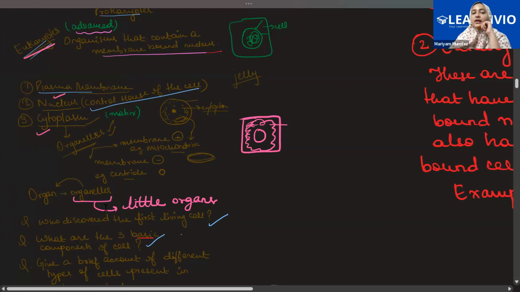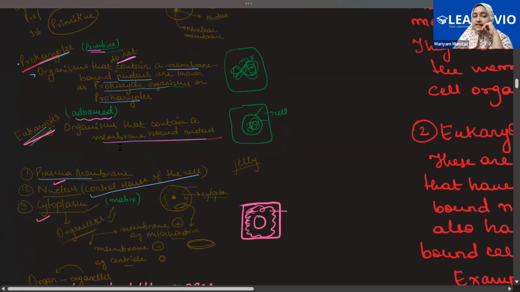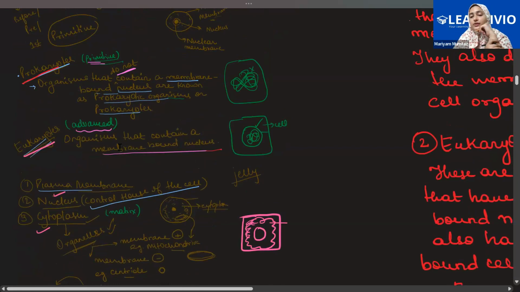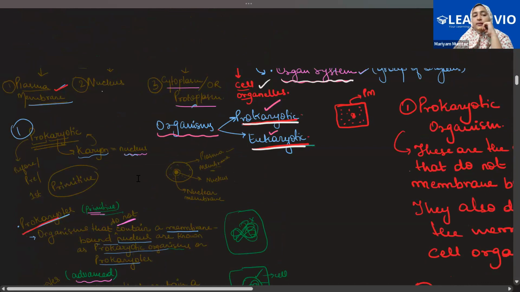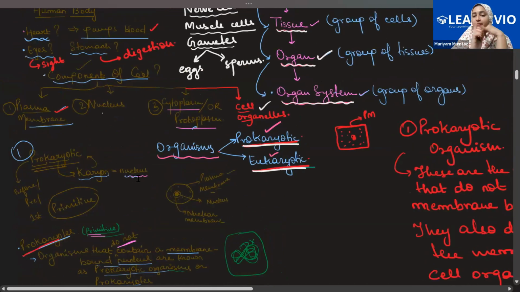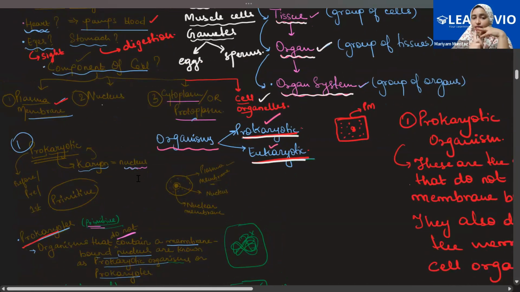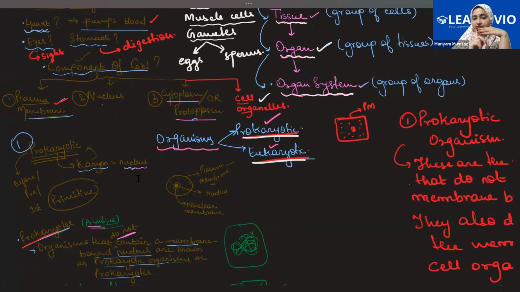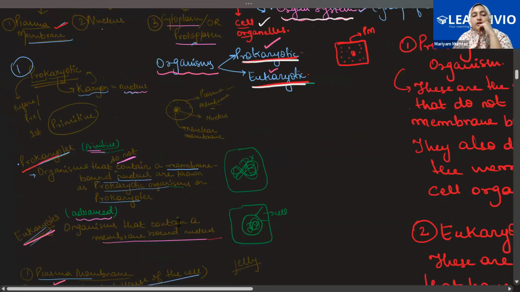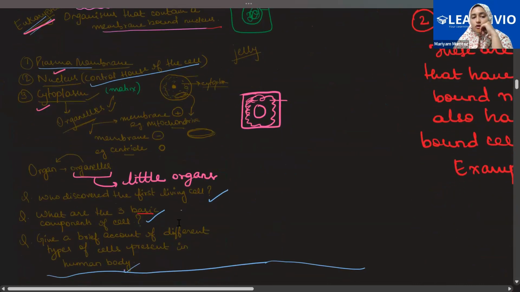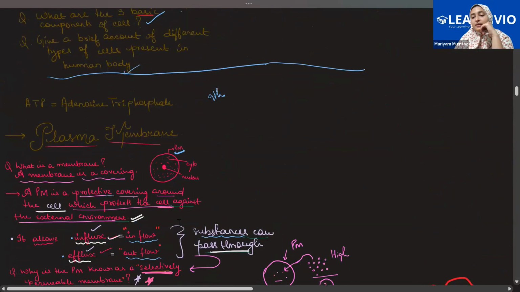Now coming on to the components of the cell. This is of prime importance to us. The cell has the plasma membrane, the nucleus, and the cytoplasm. Apart from these three, the cell also has cell organelles present in it. Now, talking about the first component, that is the plasma membrane.